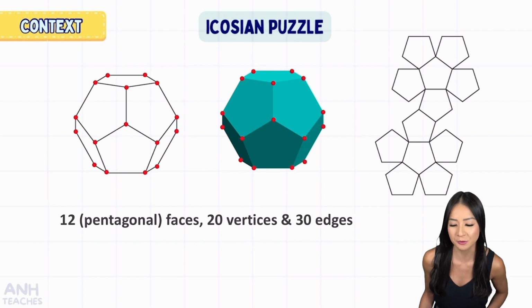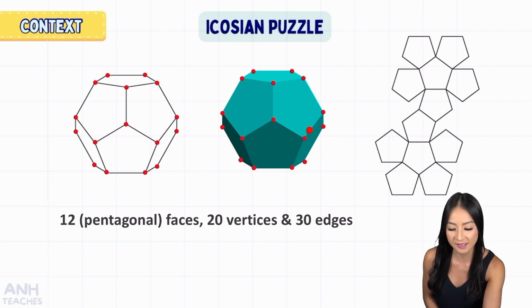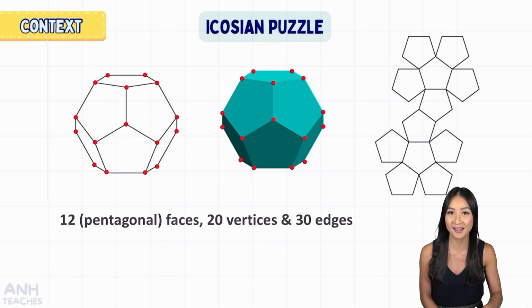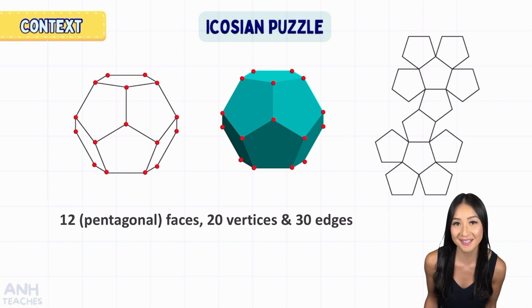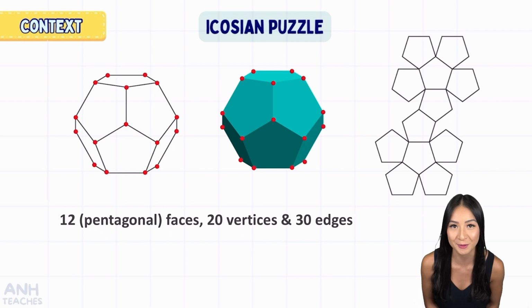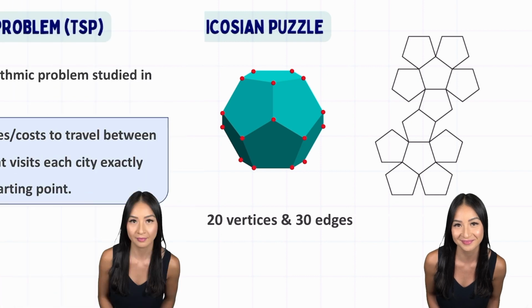And the aim of this puzzle was to find a path along the edges of the dodecahedron in such a way that passes through every single vertex of the dodecahedron. Now, it's actually this puzzle here and also the traveling salesman problem, which are closely associated with Sir William Hamilton and his work on what we call Hamiltonian graphs today.